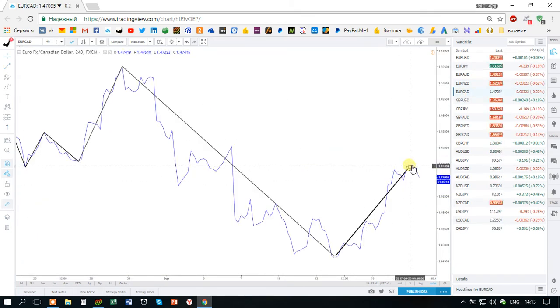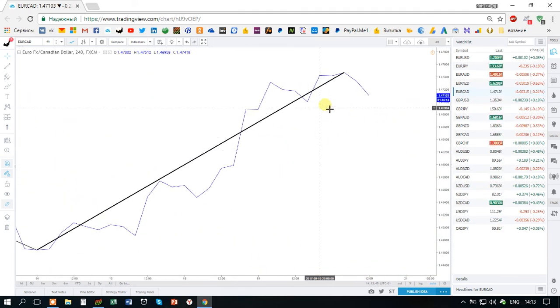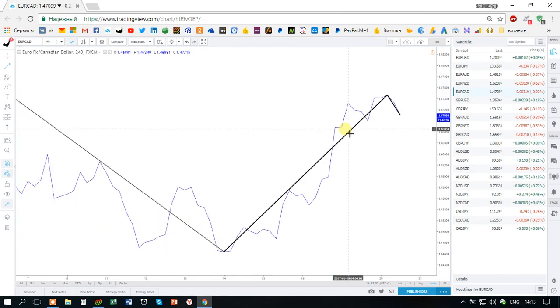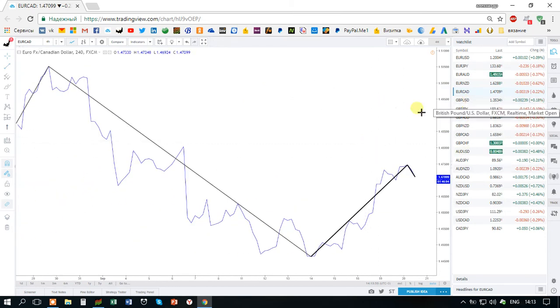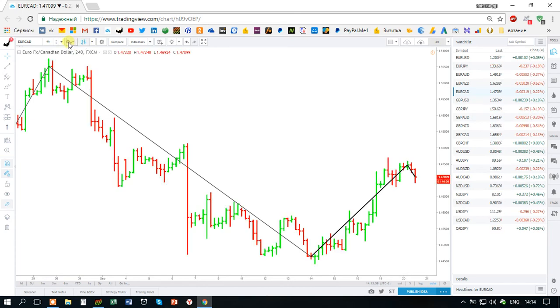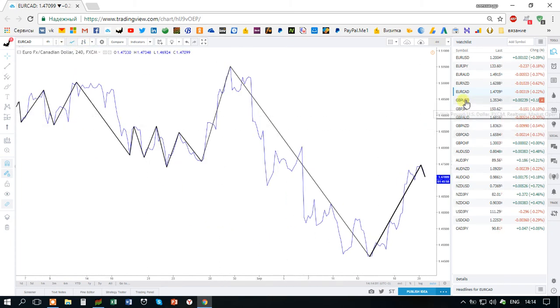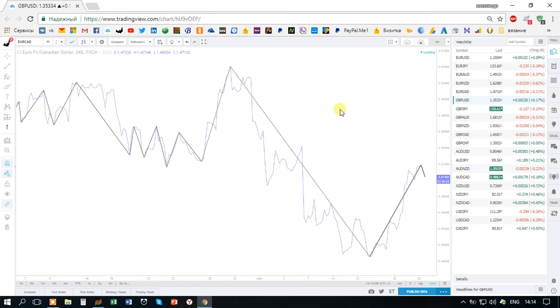Euro Canadian. Here's the disputable situation. We have it moving to the downside. Okay, so we have a violation. If it goes deeper, we can potentially look at this large pattern on Euro Canadian.